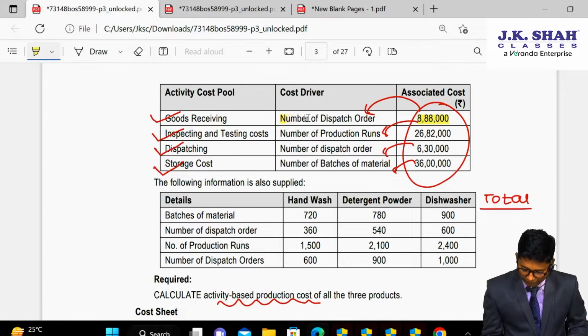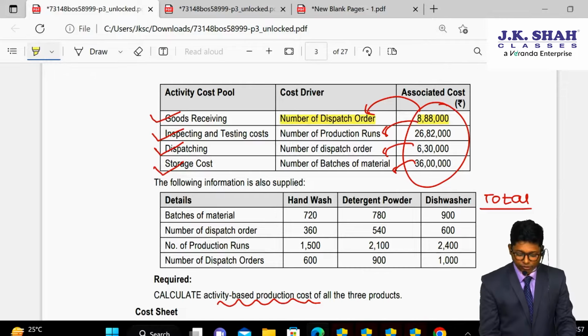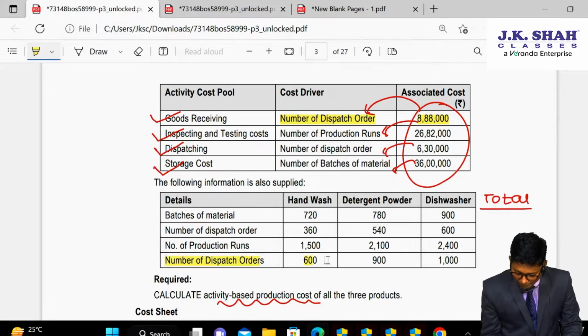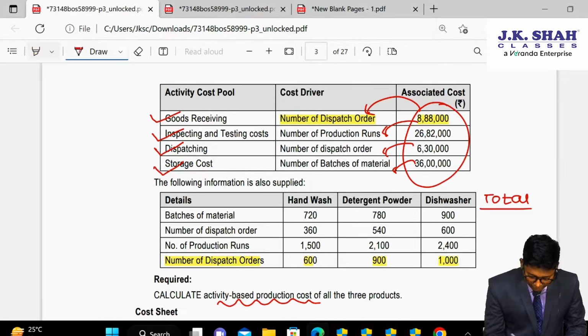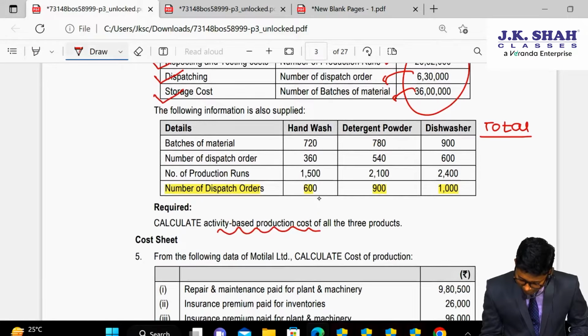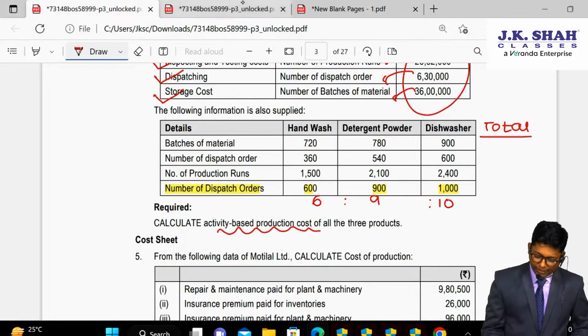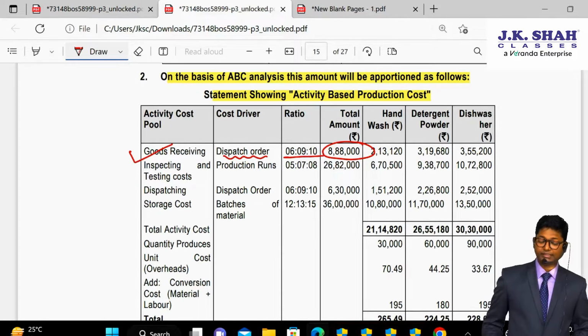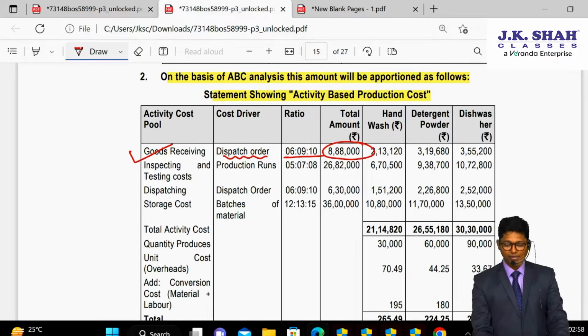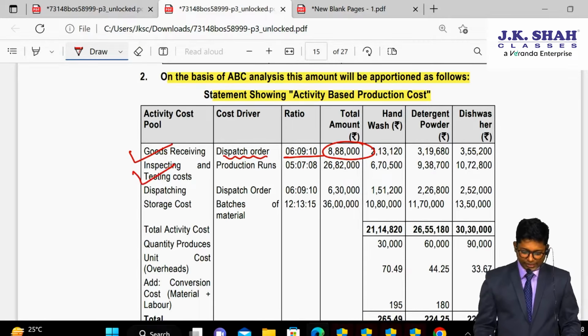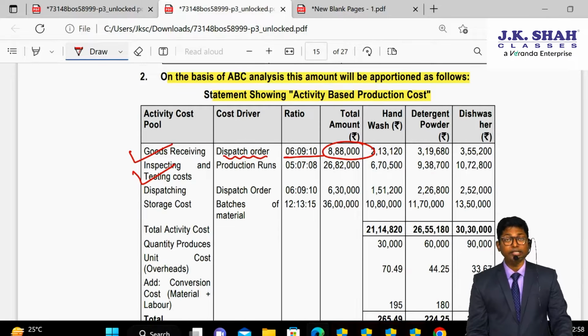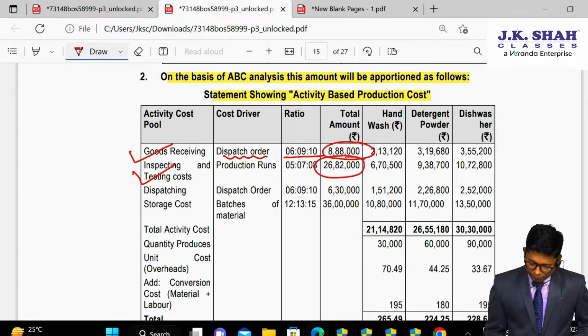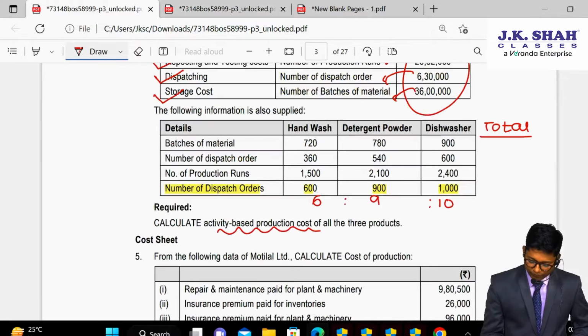8,88,000 is to be divided on the basis of number of dispatch orders, and here are the numbers of dispatch orders. When you take the ratio of them, it is 6 is to 9 is to 10, and the total 8,88,000 is bifurcated in the ratio of 6 is to 9 is to 10. After that, the second activity is inspecting and testing. Total associated cost is 26 lakhs 82,000, which is given in the question.